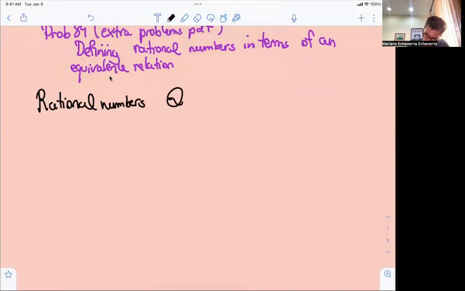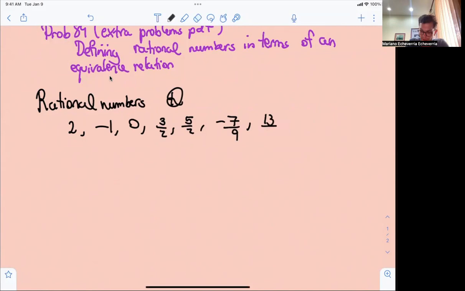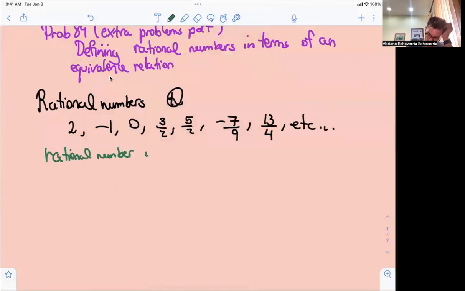When you have a rational number, you have something like two, one, or zero, which are rational numbers. Three halves is also a rational number. Five halves, negative seven ninths, 13 fourths, etc. A rational number is really a ratio of two integers.